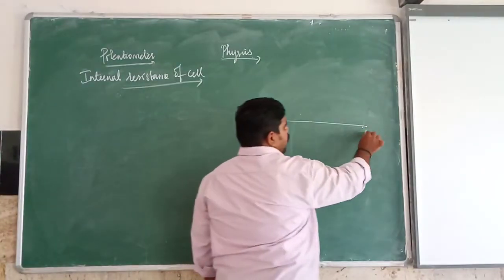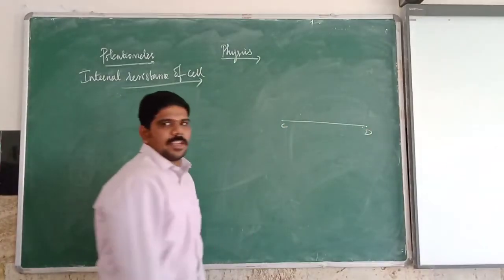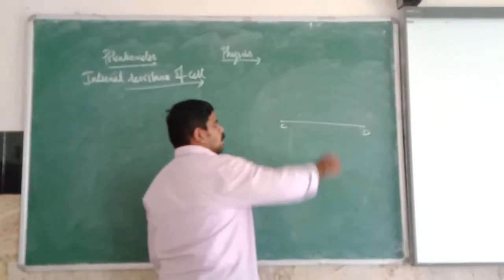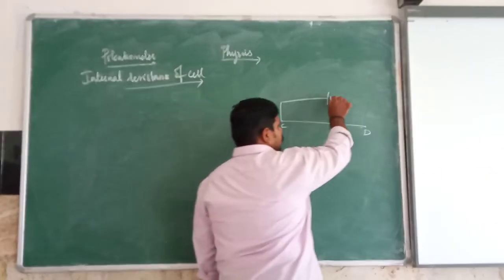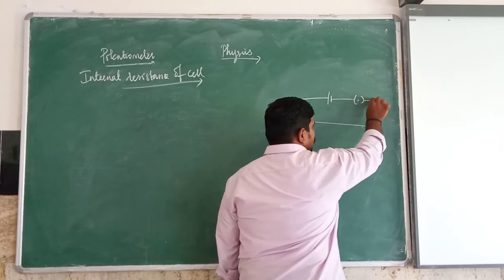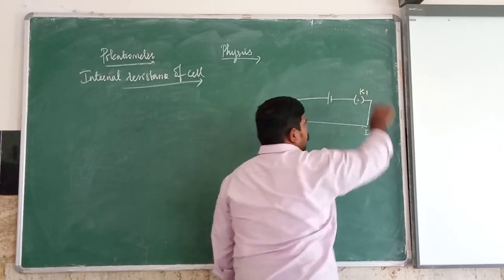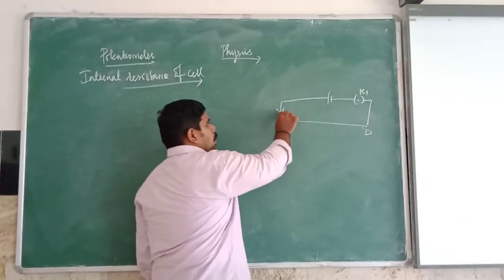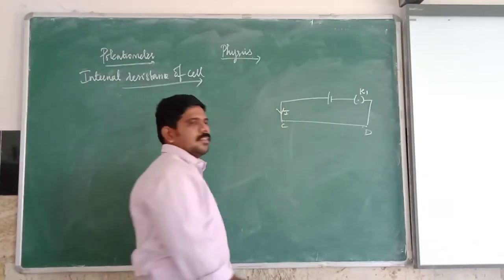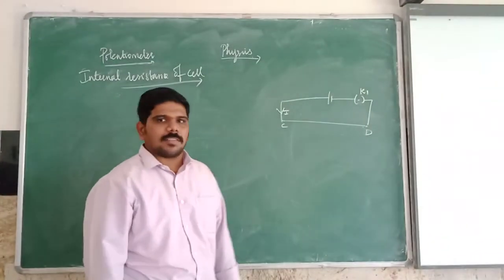Let CD be the potentiometer. The positive terminal of the battery will be connected to the C end. The negative terminal of the battery will be connected to the D along with the key K1. Let I be the current flowing through the circuit.